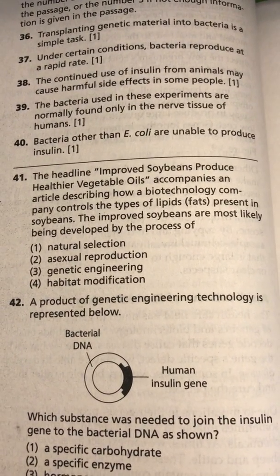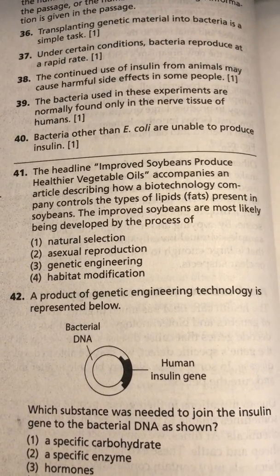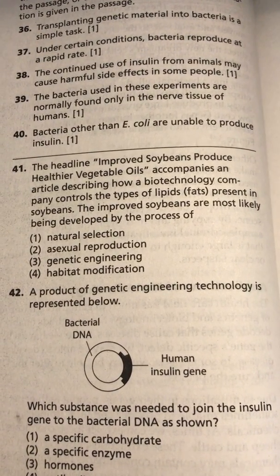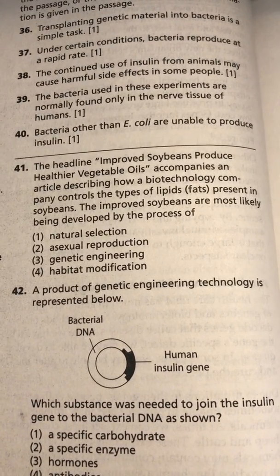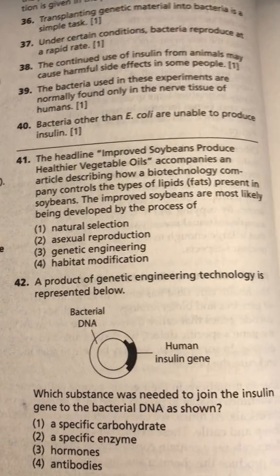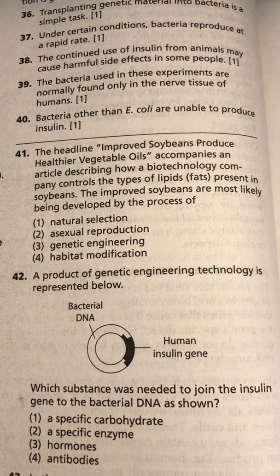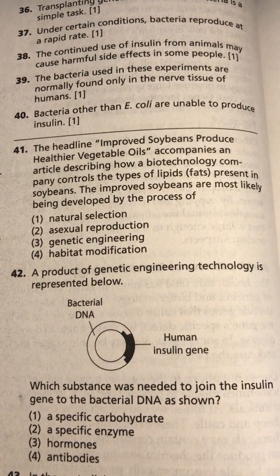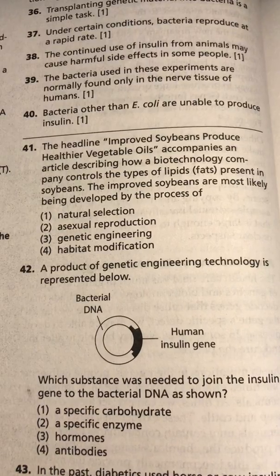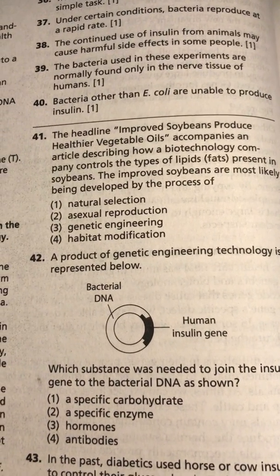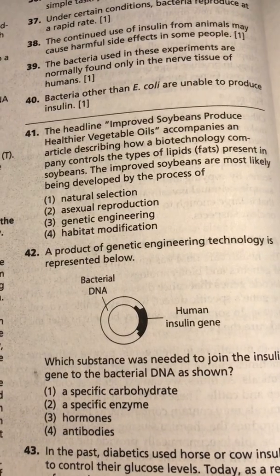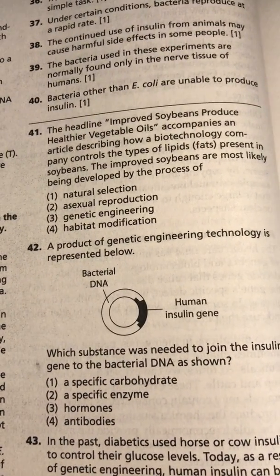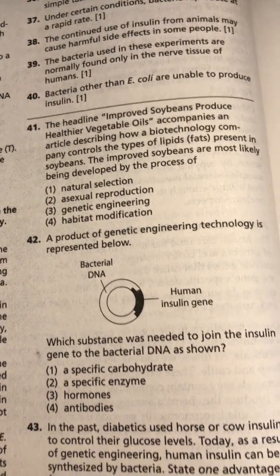38. The continued use of insulin from animals may cause harmful side effects in some people. 1 for true, 2 for false, 3 for not enough info. 39. The bacteria used in these experiments are normally found only in the nerve tissue of humans. 1 for true, 2 for false, 3 for not enough info. 40. Bacteria other than E. coli are unable to produce insulin. 1 for true, 2 for false, 3 for not enough info.